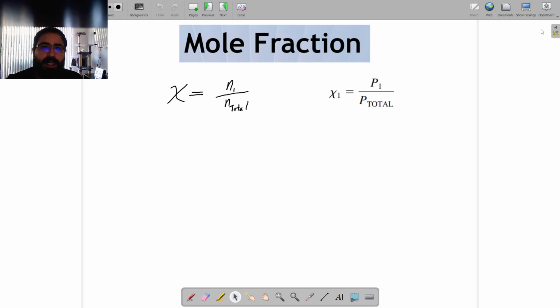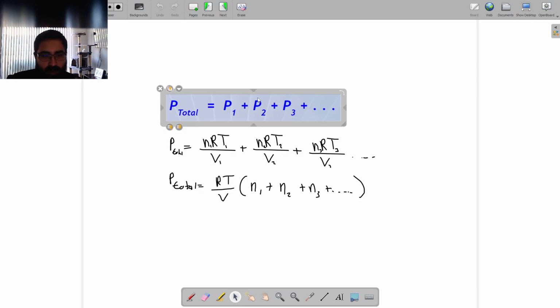Right, people. So today we are going to be covering the next section in the book. It's still on 5.5, but we're going to see how the mole fraction ties in with Dalton's law of partial pressures.